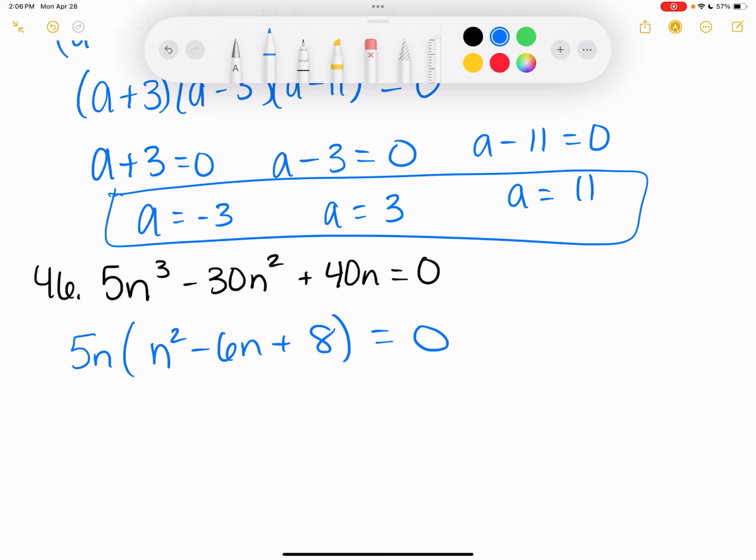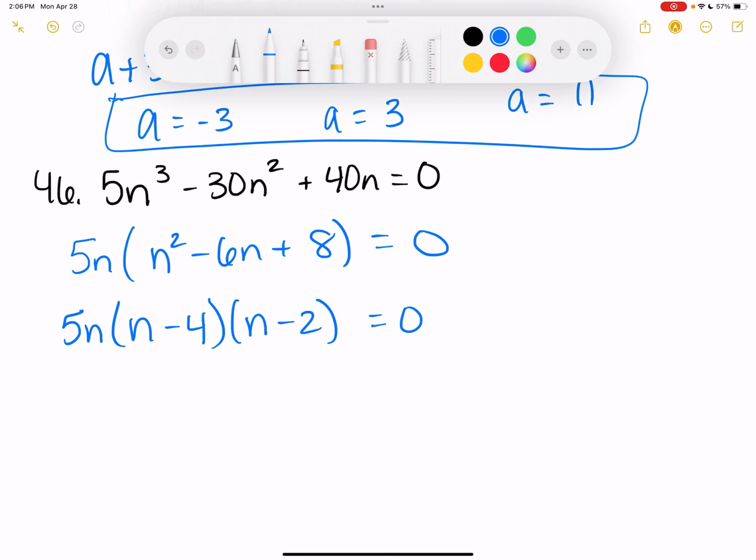Now, I want to see if this can factor. Negative 4, negative 2 go into 8, and give negative 6. Okay, so it's not a perfect square trinomial then. This isn't a perfect square, so it can't be a perfect square trinomial. So we've got 5n, and you could do negative 4 and negative 2. Those would multiply to give me a positive 8. They add together to give you negative 6. So n minus 4 and n minus 2.